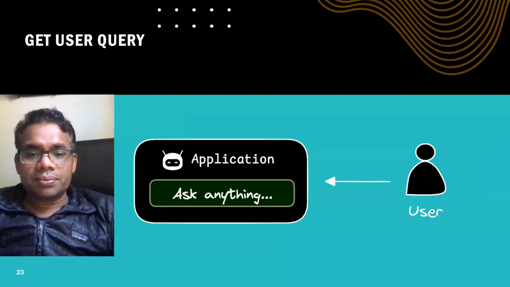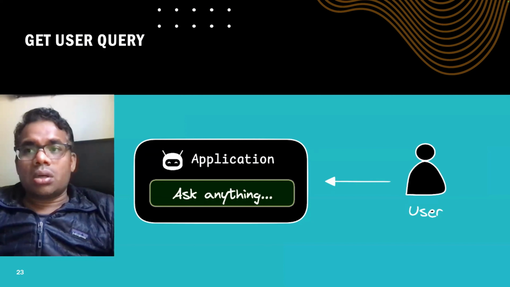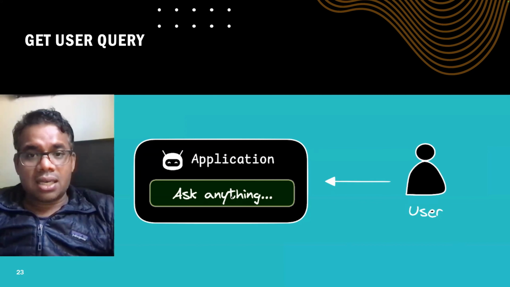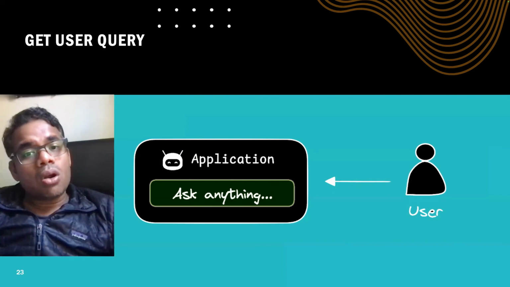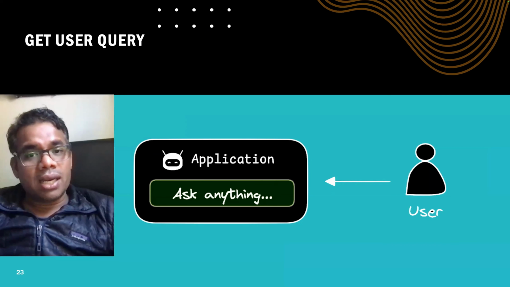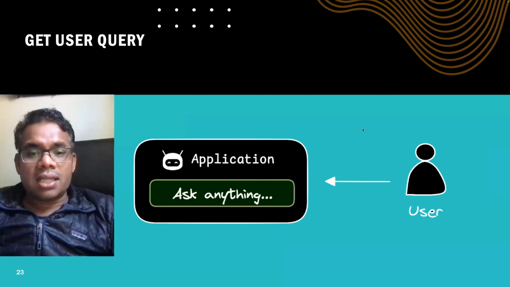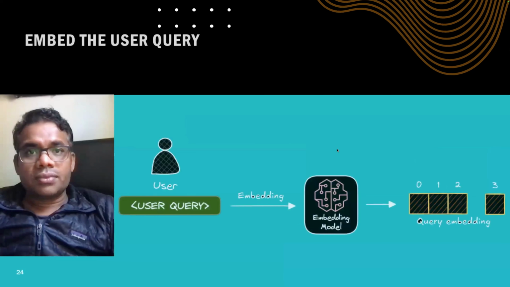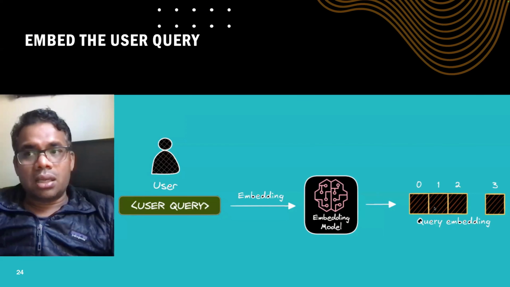Now what will happen? Whenever this question is asked, that question has to be embedded first, because we have stored all those data in the database in an embedding way, right? So that has to be embedded first, and then the query goes into the LLM. The LLM will embed this particular user query and convert it into some array of numerical values, right? So that's how it will be.